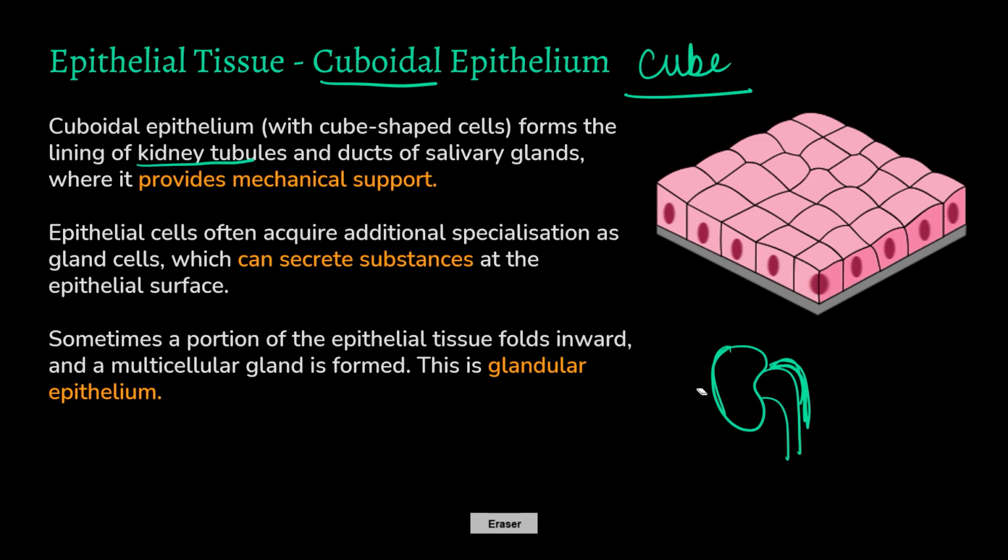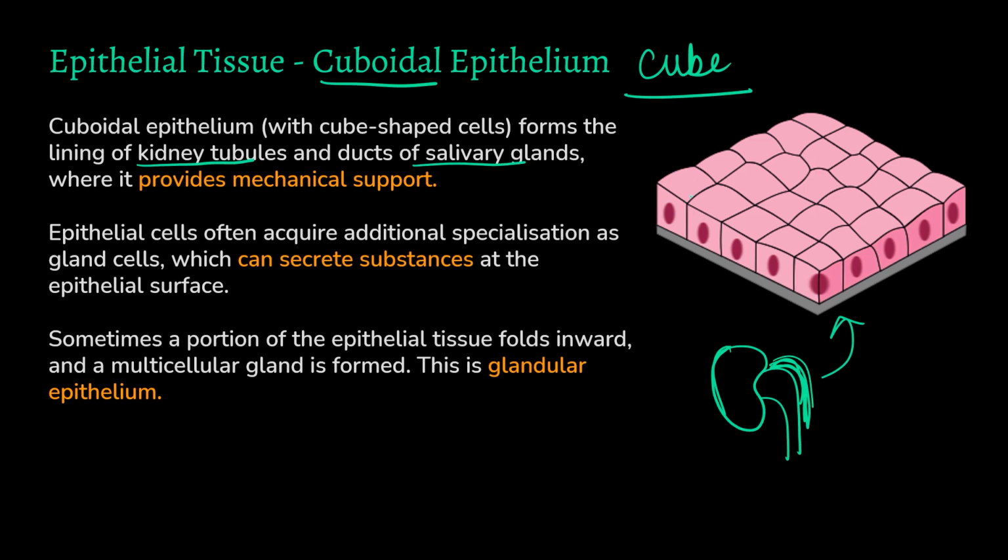I'm sorry, not the outer covering of the kidney, but rather of the kidney tubules. Okay, and also the ducts of salivary glands. All right. So the important thing to remember here is that they are not covering the organ itself, but rather covering the ducts, or the tubes projecting out of the organs.